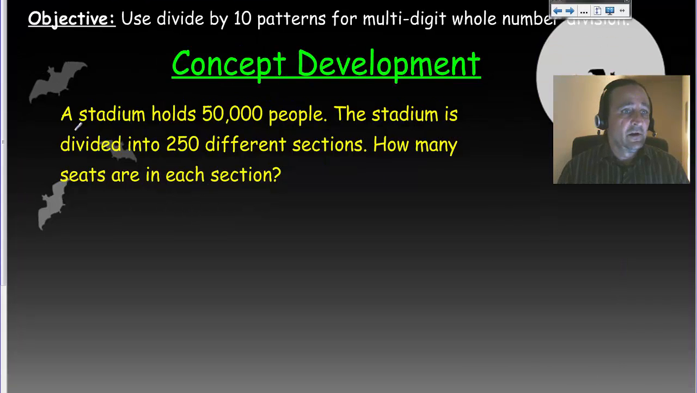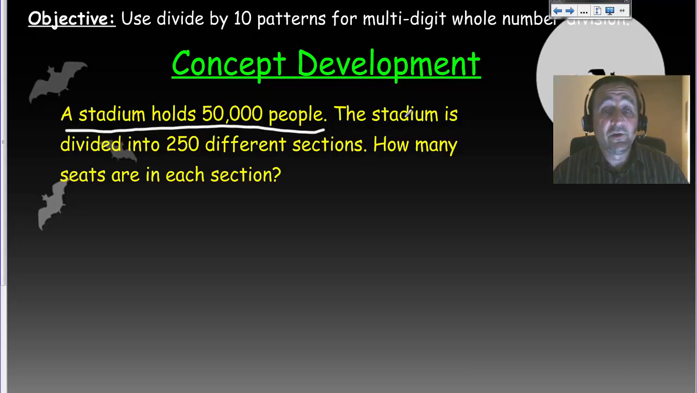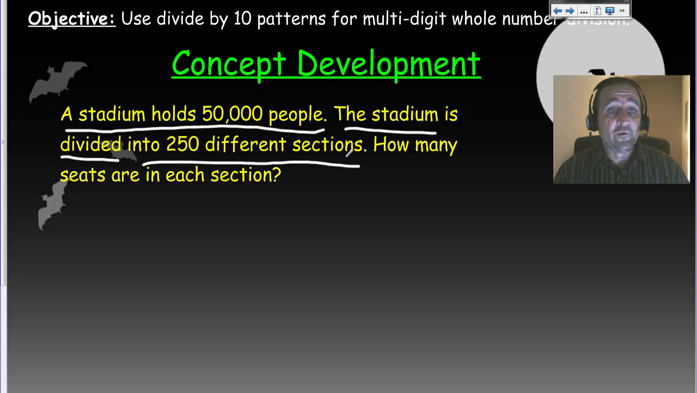Okay, so a stadium holds 50,000 people. Wow, the Qualcomm, I think, holds about 72 or 73,000. The stadium is divided into 250 different sections. I don't think they normally have that many sections, but that's a lot. How many seats are in each section?